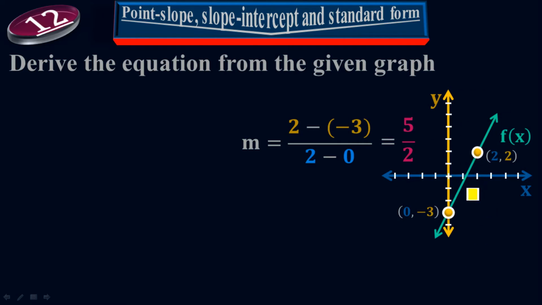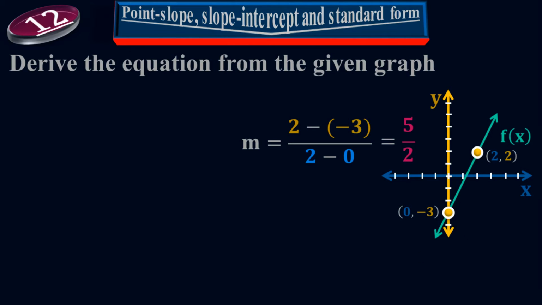Now look at this given graph. Some elements are known. Y sub 1 which is negative 3 and x sub 1 which is 0. These 2 elements are known, but the slope of the line was unknown. So I got the slope of the line. I have y sub 1 and I have x sub 1.